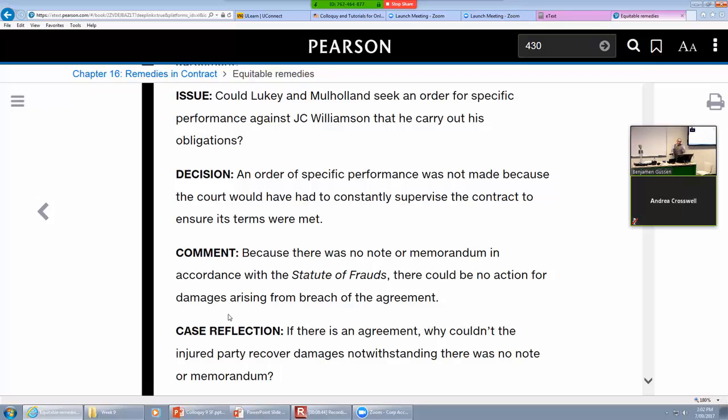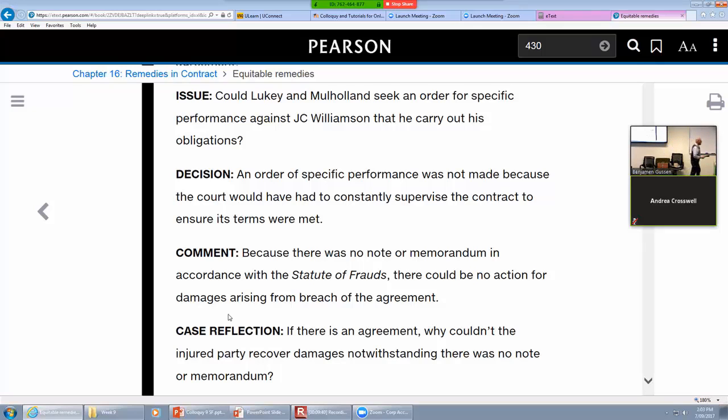Now, when you do the issue, look at how they formulated this issue. The issue was, could Colloquy and Mulholland, so they're talking about the people from the question. You see how they were weaving the facts into the issue? The issue is not simply whether specific performance is available. That's not going to work. You might pick up some marks, but look how they did it. You have to put the facts from the question. So, could Colloquy and Mulholland seek an order of specific performance against J.C. Williamson that he carry out his obligations? Of course, it's not a good way actually of doing the issue. There's more to be said because the problem really is not just that, it's also this form requirement. So you have to put some facts in how you write the issue.